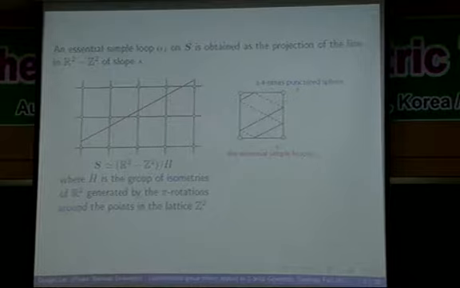by the group of isometries of R² generated by the π rotations around integer points. Then on this quotient space, we see that this line becomes this essential simple loop. And this line has slope 1/2, so we say that this essential simple loop has slope 1/2. And we denote this essential simple loop by alpha sub 1/2. So just like this, every essential simple loop has a slope.